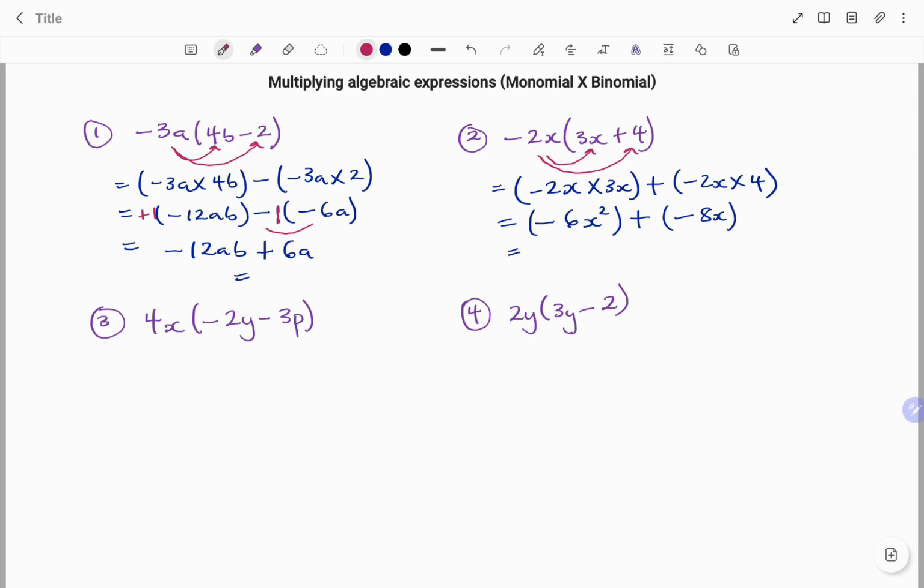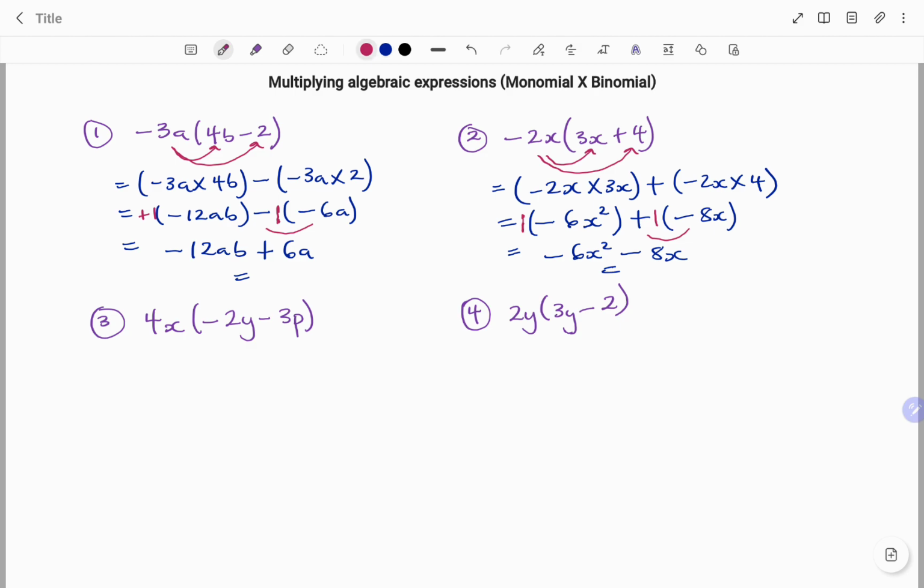That will give me, I have an invisible plus 1 here, which won't change the content of my bracket. So 1 times minus 6x squared, I still have my minus 6x squared, plus times minus, that will give me minus, because I have an invisible 1 here, so it's plus 1 times minus 8x, that will give me minus 8x. If you check, I can't simplify further, so that's going to be my answer, minus 6x squared minus 8x.